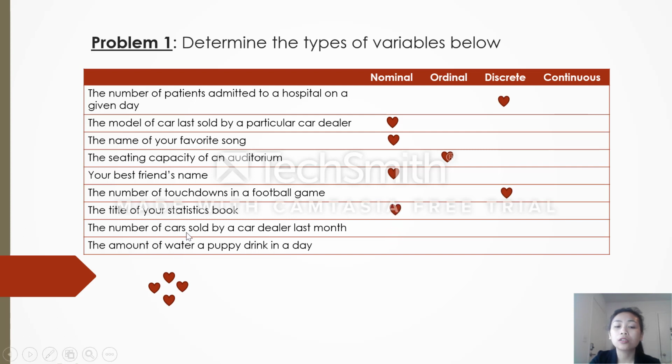The number of cars sold by a car dealer last month. The number of cars sold can be either 0, 1, 2, 3, and so forth. So it should be a discrete variable. The amount of water a puppy drinks in a day should be continuous, because a puppy can drink either 2.5 liters, 1.2 liters, or 0.5 liters.